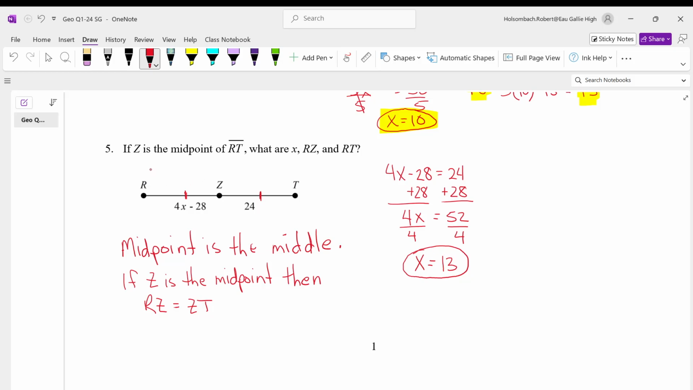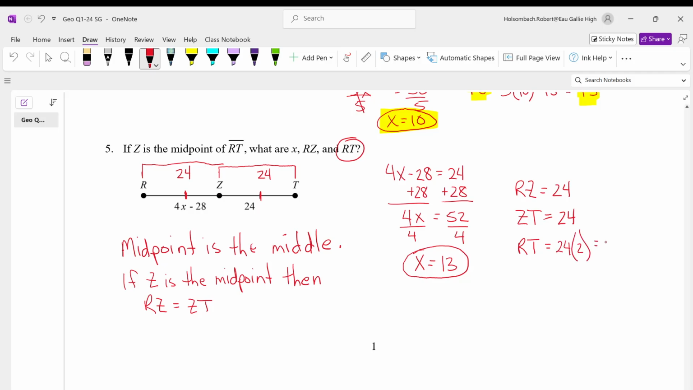R to Z. Z to T is 24, and they're the same as each other. So R to Z is 24. So RZ equals 24. Z to T equals 24. And how about R to T? RT is the whole segment, right? So that's the 24 times 2, which is 48.